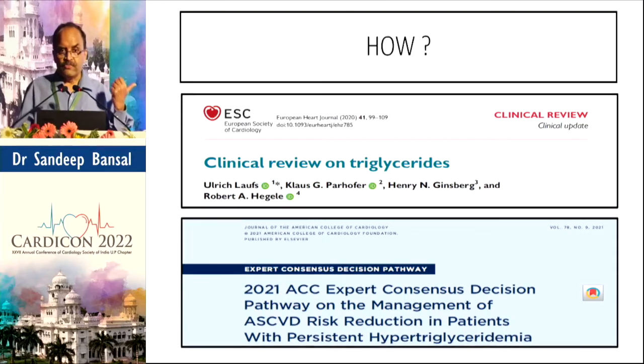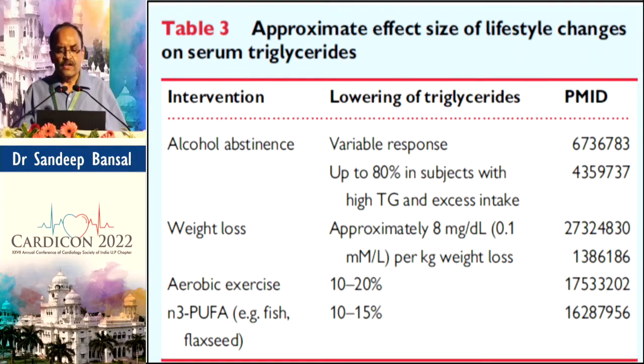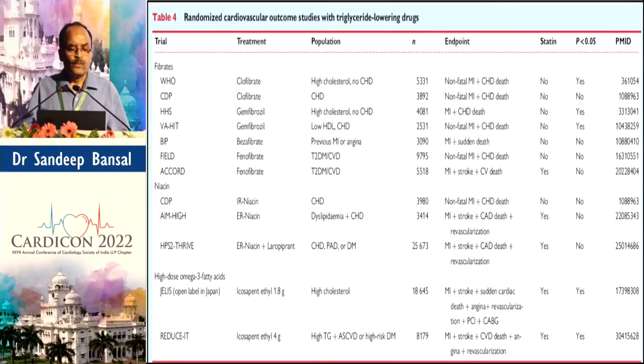I've referred to two references, one from Europe on the top and the 2021 American College of Cardiology statement. In terms of non-pharmacological measures, alcohol abstinence is by far the most important factor. If your patient's triglycerides are extremely high, there should be absolute abstinence, otherwise there should be moderation. Weight loss also leads to lowering of triglycerides, as does physical exercise and the PUFA diet that is advised.